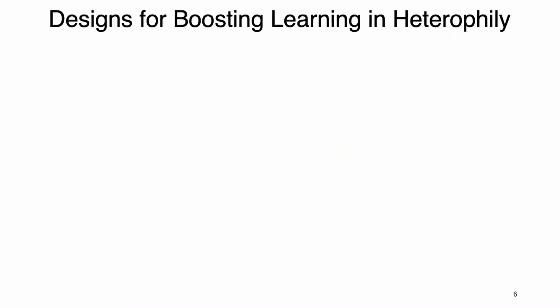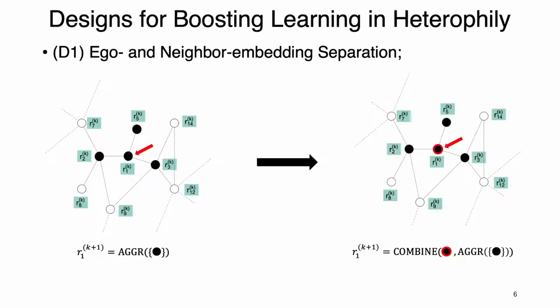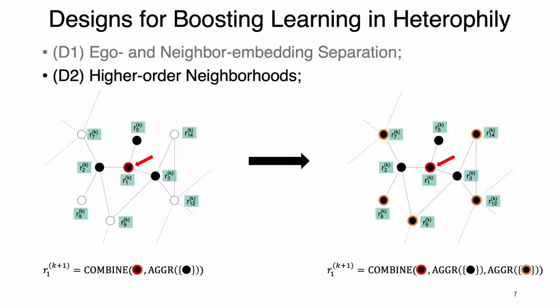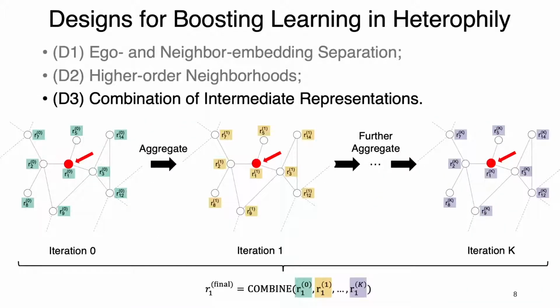Motivated by this limitation, we identify a set of key designs that can help improve the representation power of GNNs in heterophily, and theoretically justify them in our paper. These designs include separation of ego and neighbor embeddings, utilization of higher-order neighbors during aggregation, and combination of intermediate representations.